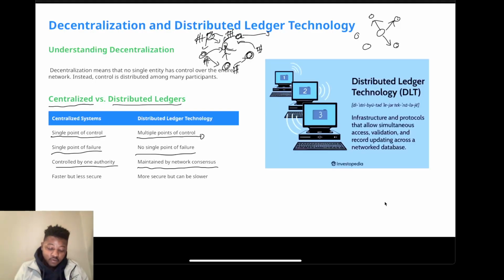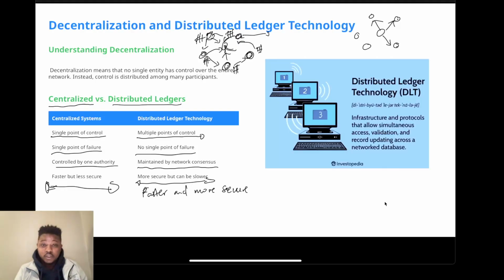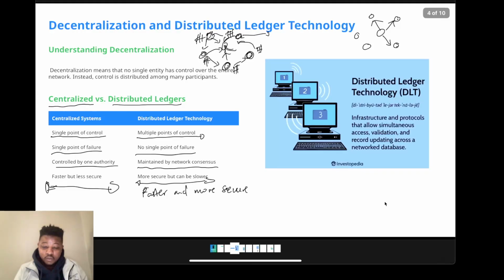This is not always the case. This is no longer the case these days. We now have layer 2, which is faster than the traditional banking system, and it is also more secure. So here we can say this is now faster and more secure compared to the traditional system, right? Then this is all about the distributed ledger.